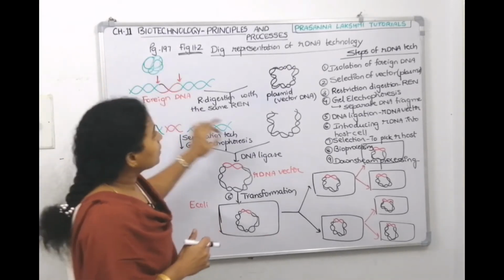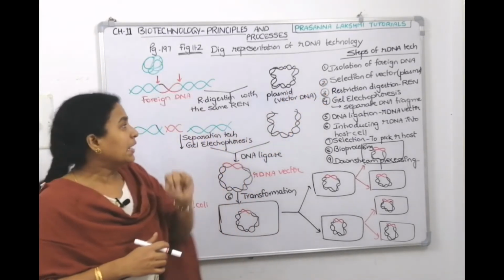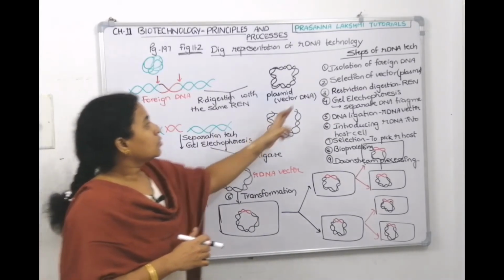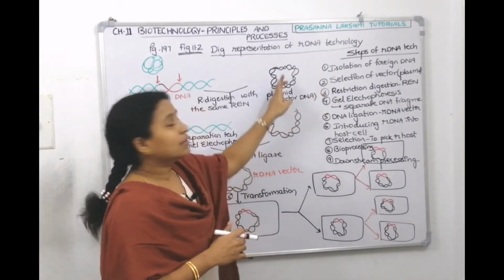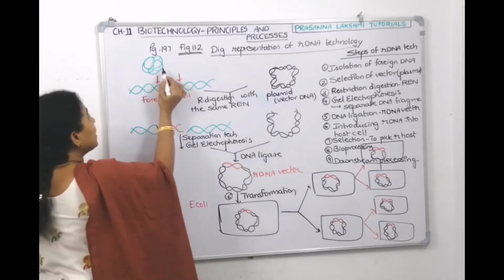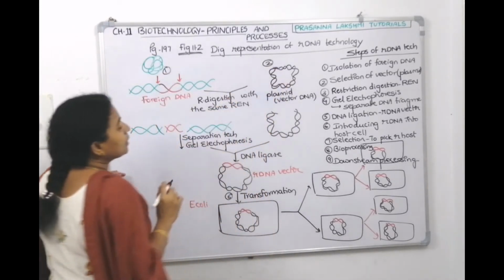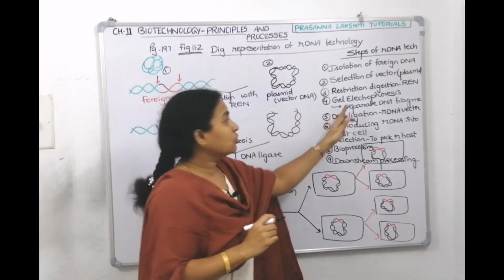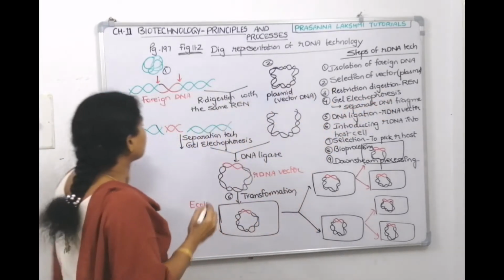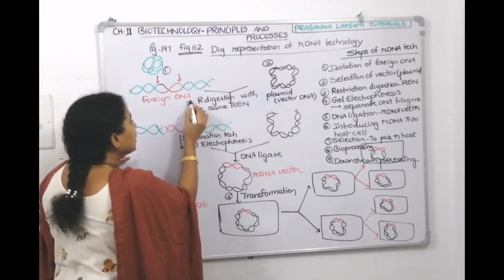The first step is called isolation of the foreign DNA. The second step is selection of the vector. So we selected a plasmid as a vector. That is our second step. The third step is restriction digestion with restriction endonucleases. So this is our third step.